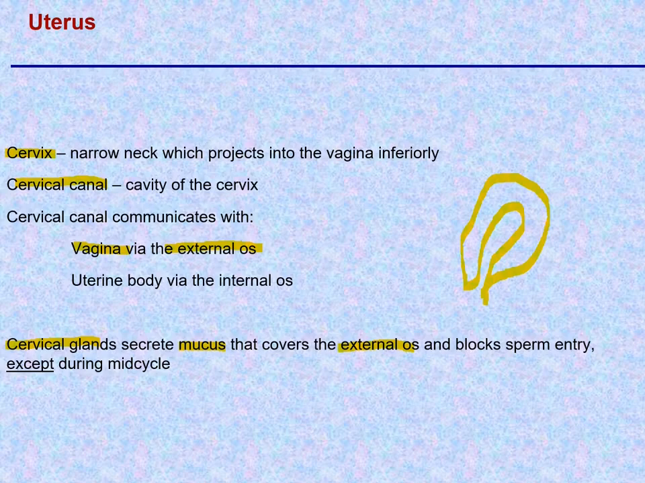So right here you have the, oh, I've lost it. Here it is, right there. That is the external os, and there are glands that secrete mucus, which will cover it and block sperm entry, except during mid-cycle. The female is most fertile, has the highest chance of conceiving at mid-cycle, which of course occurs at day 14.